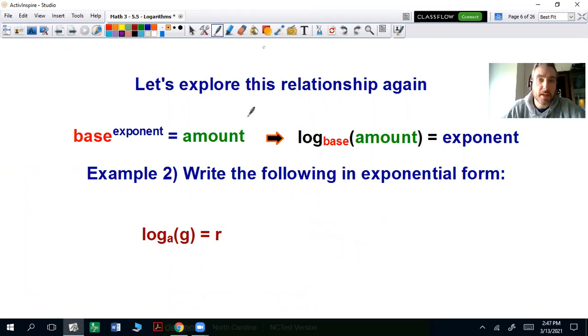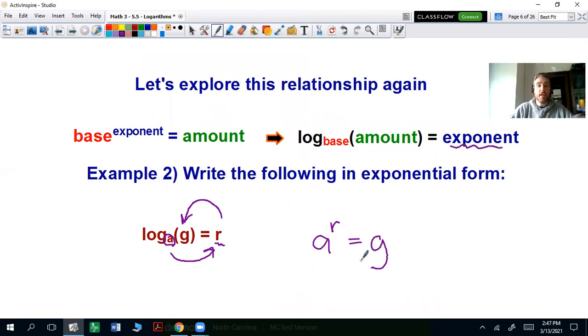One more time, let's do exponential form. Write the following in exponential form. See if you can do this one on your own. All right, think you got it? Start with your base. What is your base here? We only have letters. That's right, it's going to be a. And we're going to raise it to what power? Since it's in this form, your exponent's over here, it's going to get raised to the r power. And we're going to set it equal to what's in the parentheses. So the amount goes over here. So a to the r power equals g.